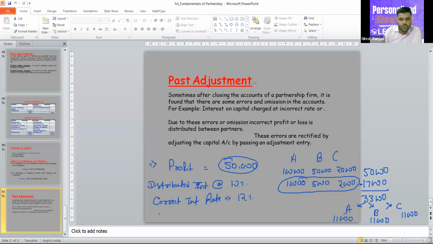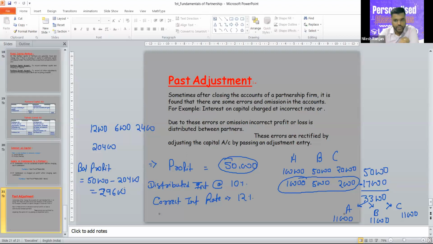So now on 1 lakh, we have to pay 12,000. On 50,000, we have to pay 6,000. And on 20,000, we have to pay 2,400. So the total is 20,400. And balance profit will be 50,000 minus 20,400. So it will be 29,600.